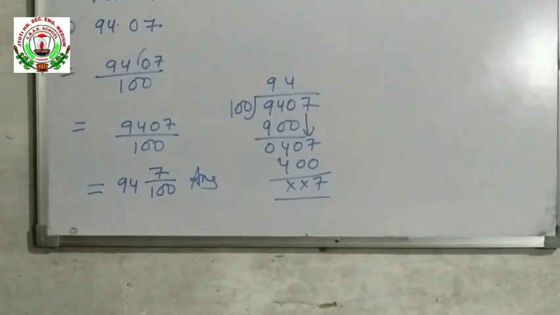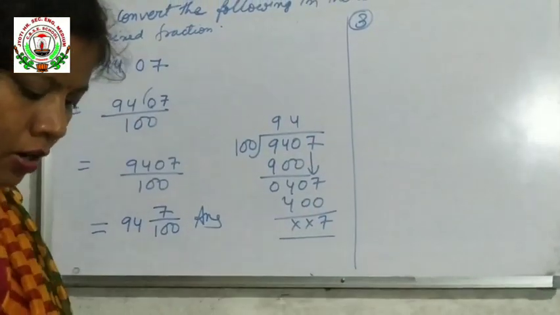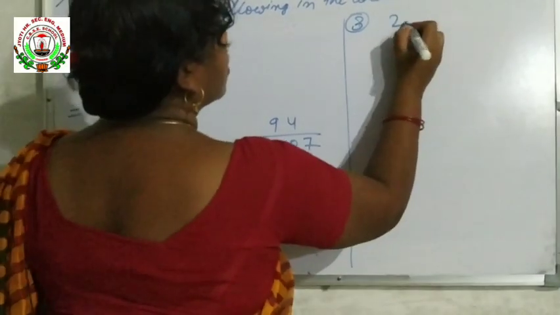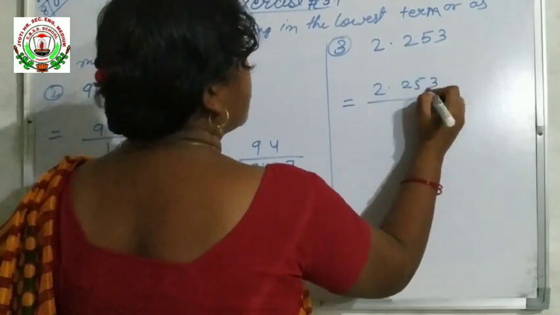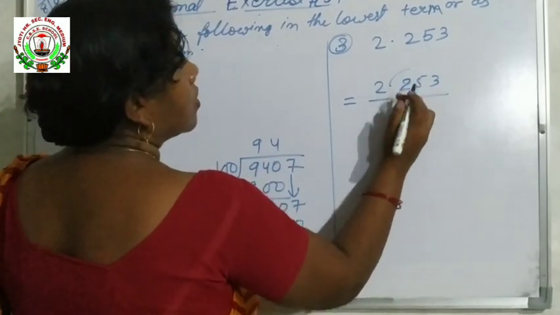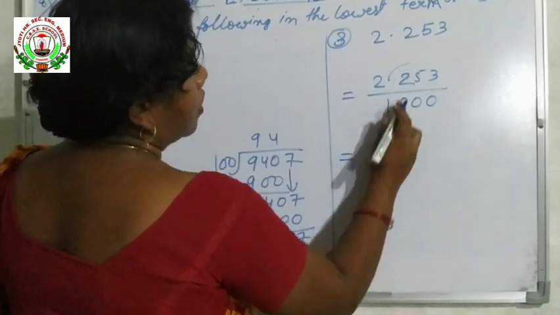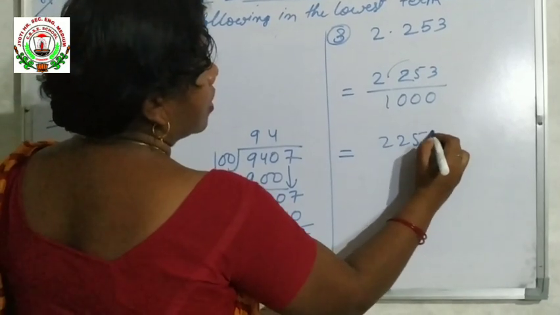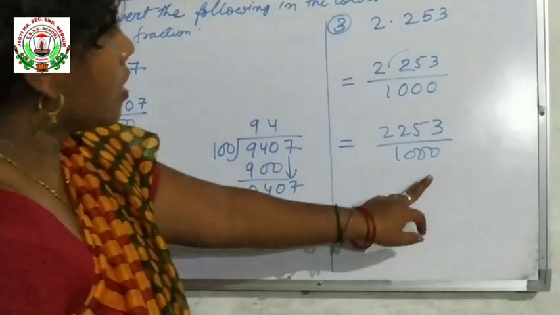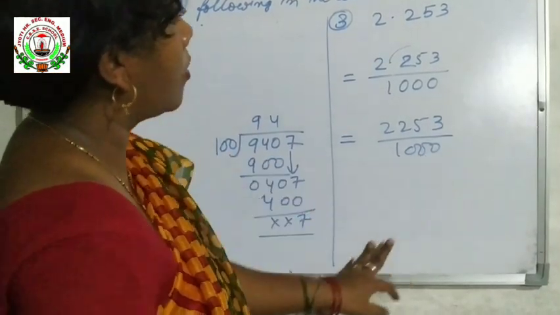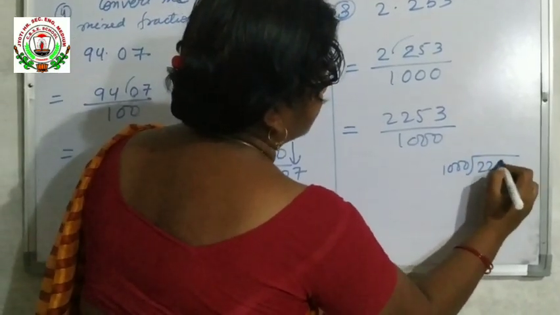So we have completed this question. Now one more question is number 3. Then the rest of the questions you will try to do. 2.253. When you remove this decimal, here 3 digits are there, so you will put 3 zeros. 1000 will come. So 2253 divided by 1000. Now you will see here, it is even, it is odd. So it is not divisible by the same number. So again you will divide and convert into a mixed fraction.